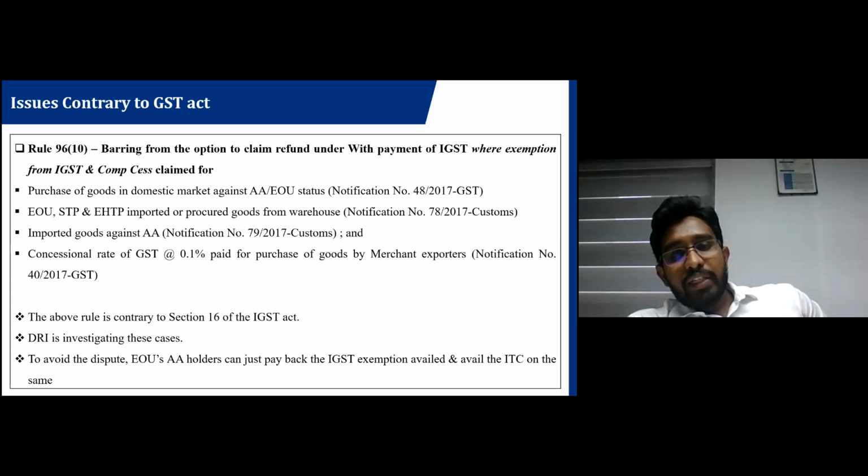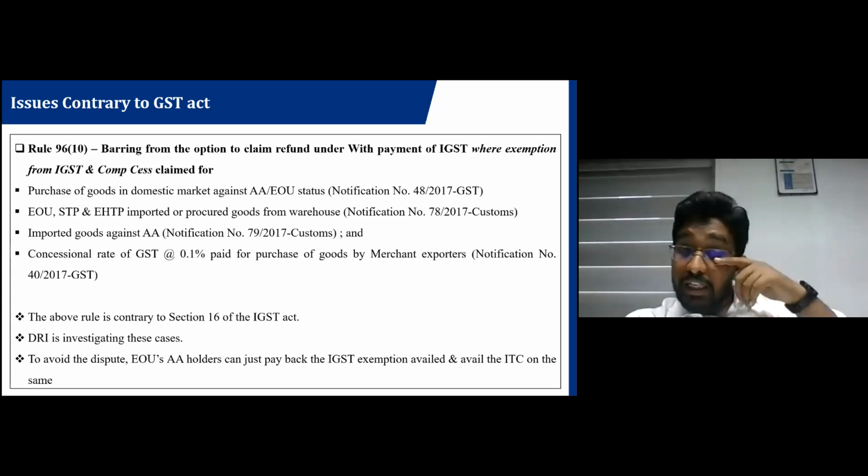Based on these notifications, a few specific persons, advance authorization holders, EOUs can claim exemption from the IGST, compensation cess and customs duty. But what Rule 96(10) is telling, if you get benefit under these notifications and claim exemption from IGST and compensation cess, be clear, it is telling only if you avail exemption from IGST and compensation cess. That means you can claim exemption from basic customs duty under those notifications. If you claim exemption from IGST and compensation cess, you are not eligible to claim refund under the with payment category. That is the summary of 96(10).